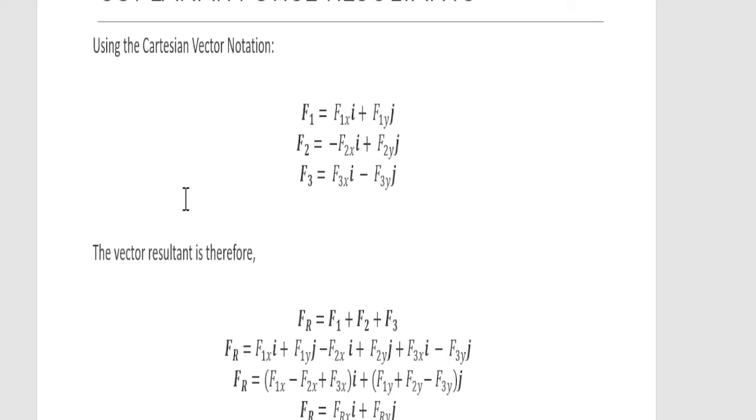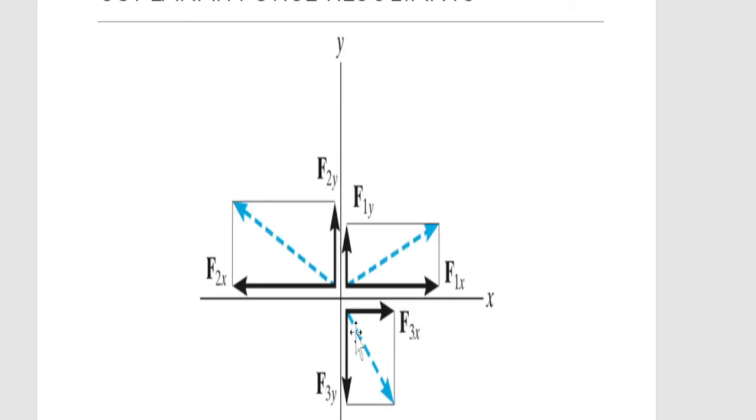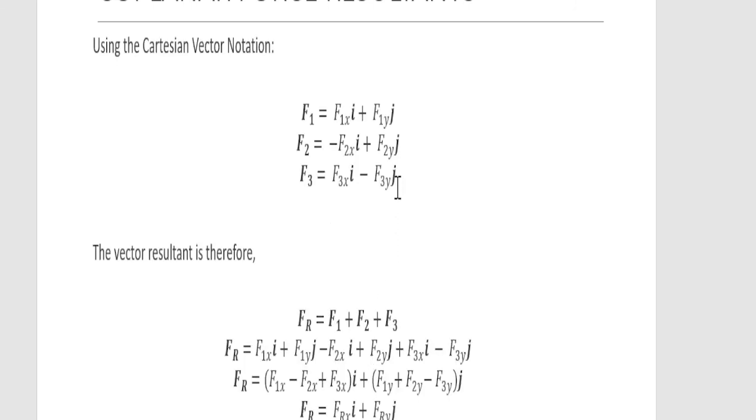And for the third, the y component is negative, that's why it is negative F3y j. And the vector resultant Fr should be equal to the sum of the vectors F1, F2, F3. So Fr should be equal to F1 plus F2 plus F3. So the value of F1 is F1x i plus F1y j. So you are just simply going to add each of them.